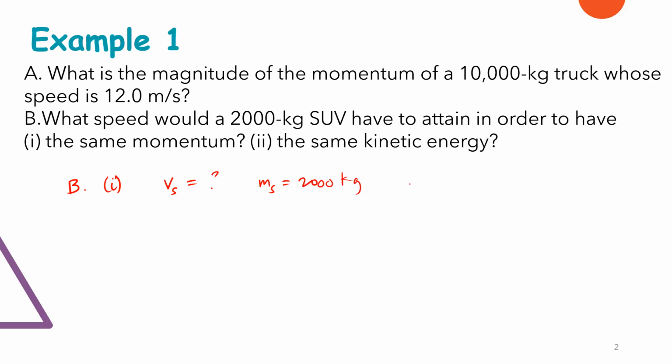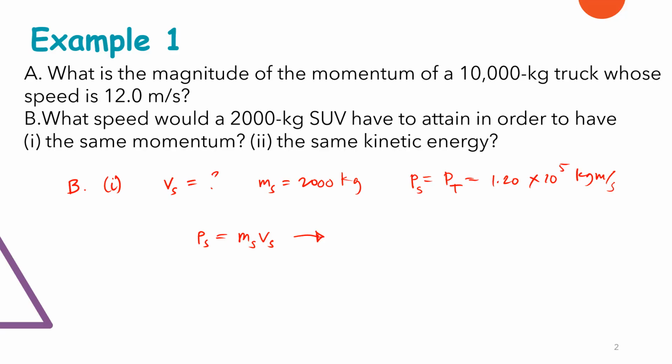The mass of the SUV is equal to 2,000 kilograms, and the momentum of this SUV must be equal to the momentum of this 10,000 kilogram truck, which we know from our previous calculation. This is equal to 1.20 times 10 to the 5 kilograms meter per second. The magnitude of the momentum of the SUV is equal to Ps, which is equal to the mass of this SUV times the speed of this SUV.